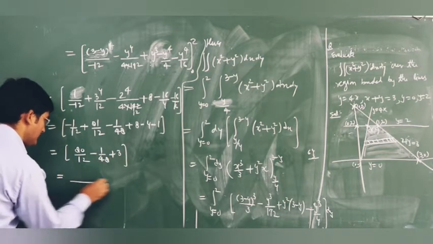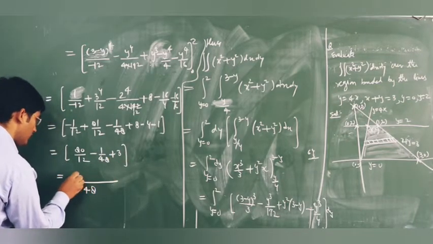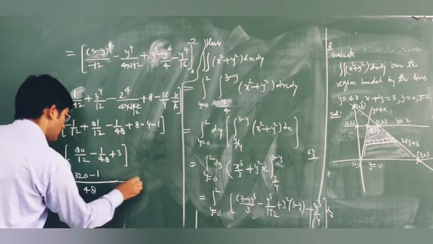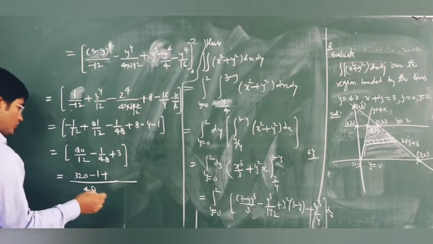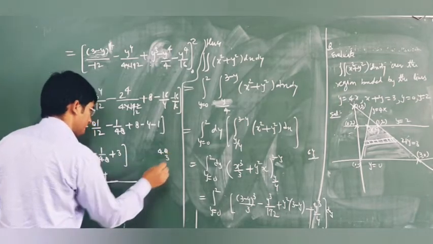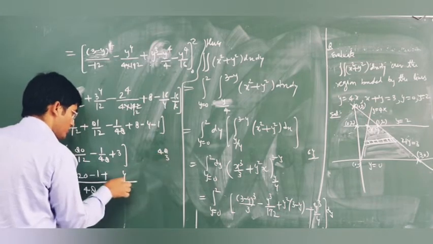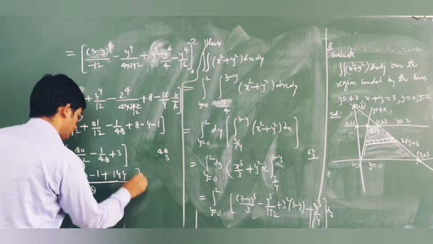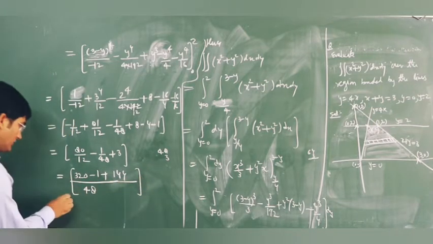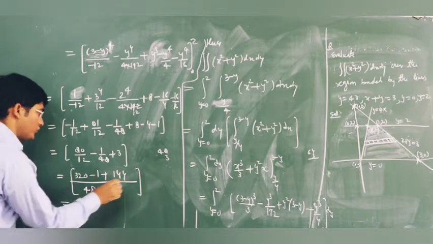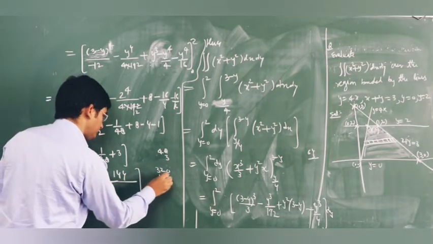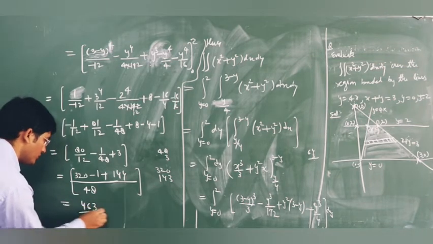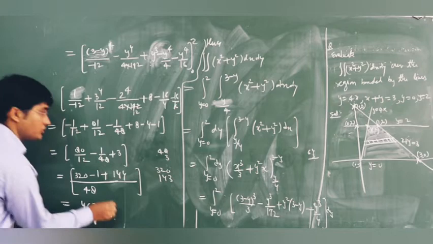Now if you take the LCM as 48, then this is equal to 4 times 320. Then we have minus 1, then this is 48 into 3. So 48 into 3 will be 144. Okay, now this is equal to 143 plus 320. So this is equal to 463 upon 48. And this is the answer of this problem.